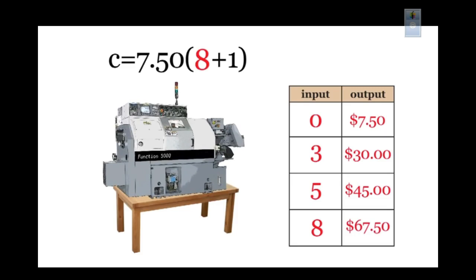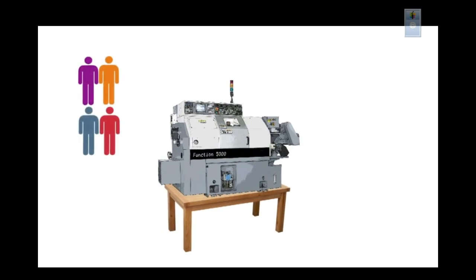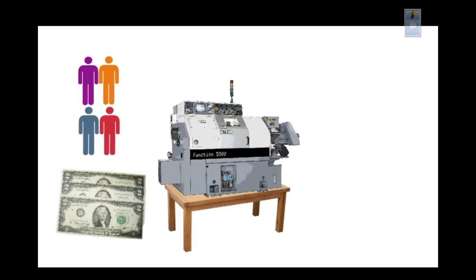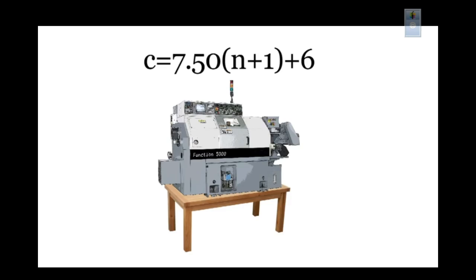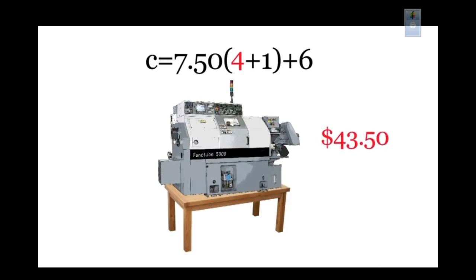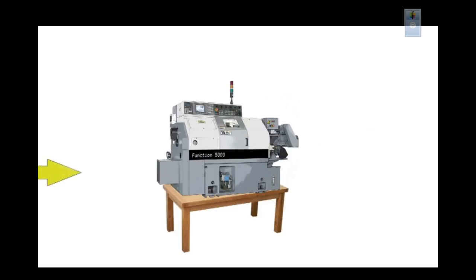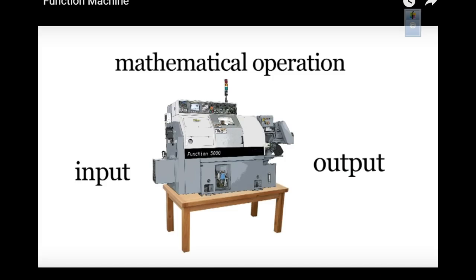But hold on now, you forgot to include the tip. Let's say that 4 friends are attending the lunch, and let's leave a $6 tip. Now we need to change the rule of our function to $7.50 times n plus 1 plus 6. Let's find out our total cost for lunch. Functions, you're going to be coming up with a lot of rules. All right, the total cost for lunch is going to be $43.50. Input, mathematical operation, output. That's how functions work.